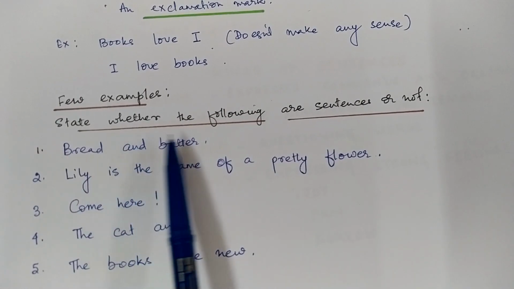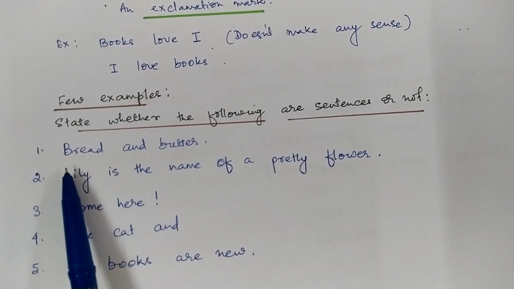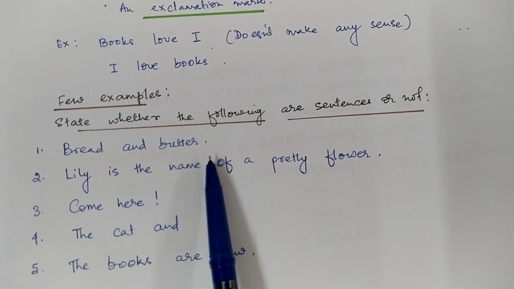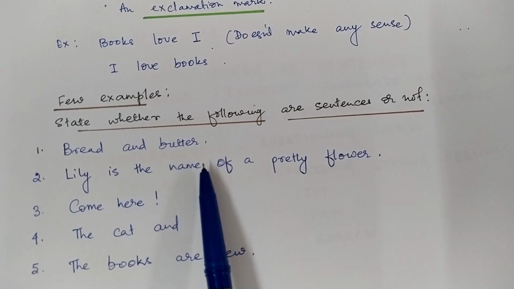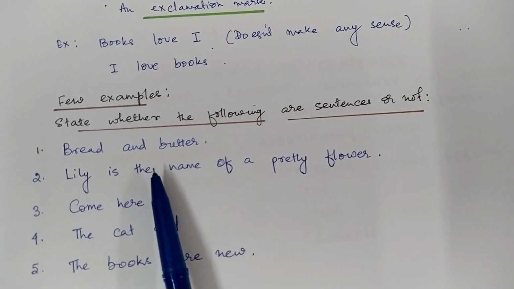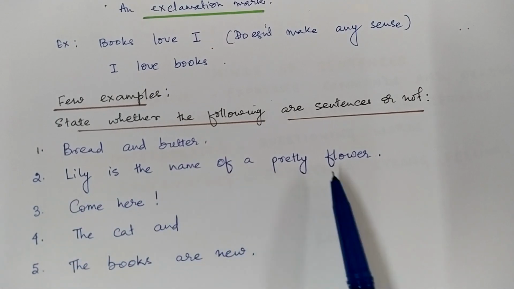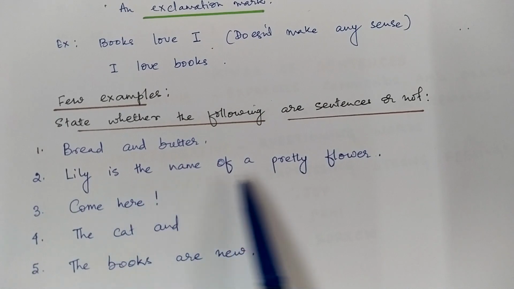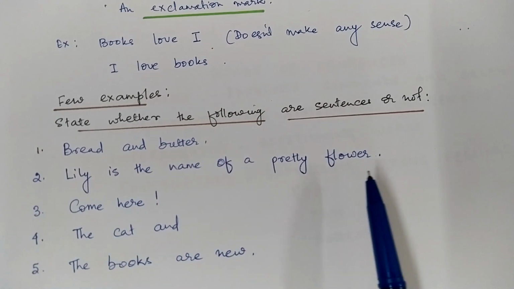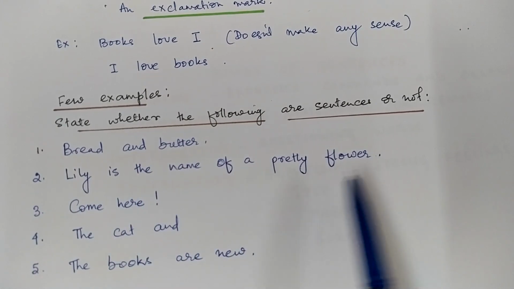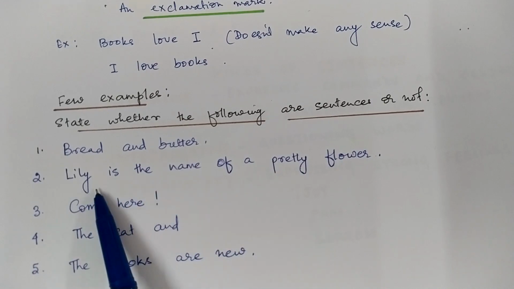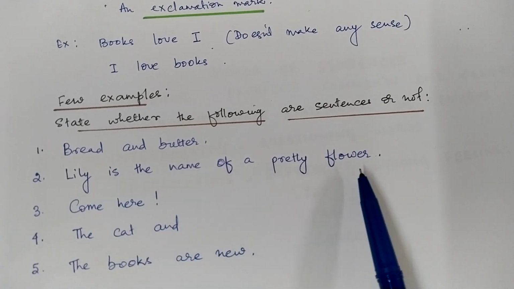State whether the following are sentences or not. First, bread and butter. It is not a meaningful sentence. It is just stating bread and butter. 2. Lily is the name of a pretty flower. Now this is a proper meaningful sentence. Why? Because we are getting to know that Lily is the name of a pretty flower.